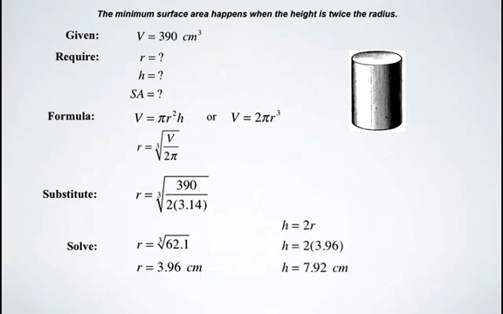Now we know that the height is going to be twice that value in order to get the optimal dimensions for this situation. So for the height, we're going to multiply the radius by 2. So we've got 2 times the value that we just solved, 3.96, which gives us the height of the coffee cup of 7.92 centimeters.